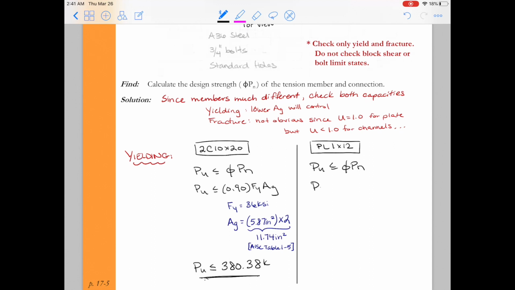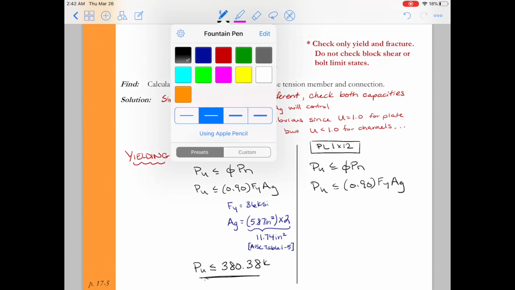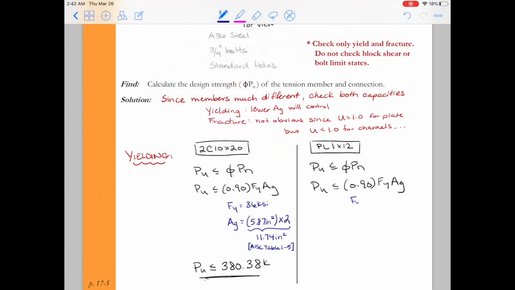Alright, I'll do the same for the PL1x12 member. So again, P sub u has to be less than or equal to phi Pn. P sub u will be less than or equal to 0.90 Fy Ag. Fy for the plate member is also 36 ksi. Remember, we can have different materials for each of the different members in this case, and you would just use the appropriate yield stress.